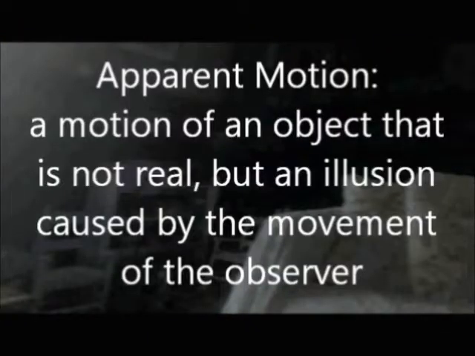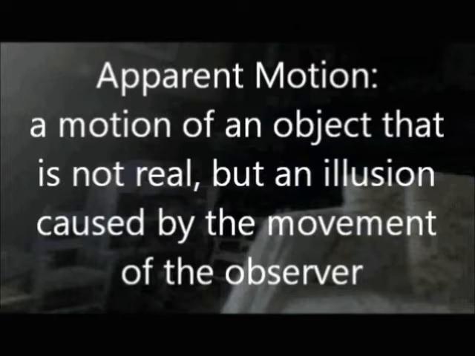My son Ernie is turning in circles. From our perspective, Ernie is moving and the room he's in is standing still. But from Ernie's perspective, he is standing still and the room around him is moving. This type of illusion is called apparent motion.